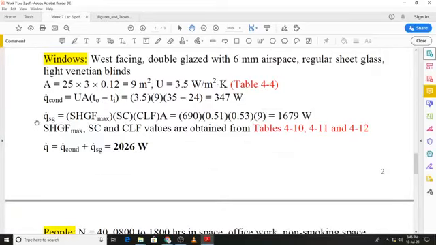The equation is given to us, which requires us to find out the value of the maximum solar heat gain factor, then the shading coefficient, and the cooling load factor. Area of the window, of course, we already have worked out. So these three values, that is maximum SHGF, the shading coefficient, and the cooling load factors, will be obtained from tables 4-10, 4-11 and 4-12 respectively. You can see that those values are 690, 0.51 and 0.53, and once again we will go to the tables and see how these values are obtained.